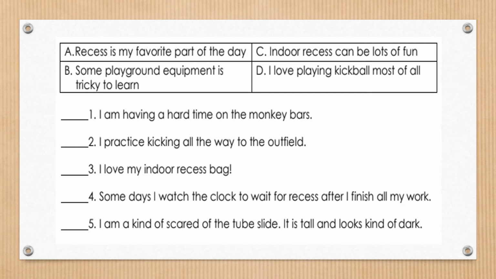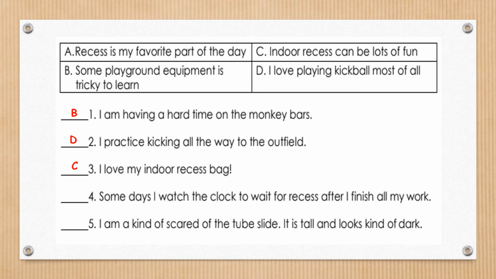I am having a hard time on the monkey bars. So what's the correct answer? It's letter B. Because of course, when we say monkey bars, it can be found in playground. Now let's have number 2. I practice kicking all the way to the outfield. So what's the answer? It's letter D. How about number 3? I love my indoor recess bag. So the answer is letter C.